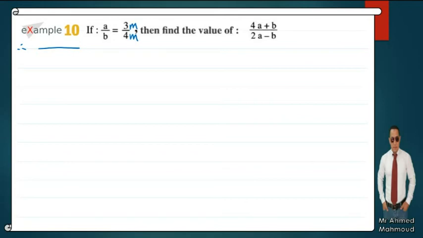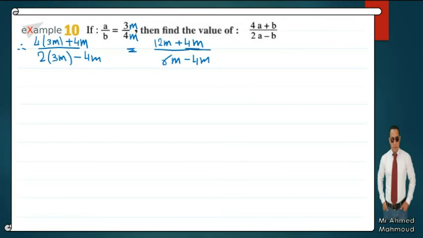It will be 4 times (3m plus 4m) over 2 times (3m minus 4m)... that is, 4 times 3 equals 12m plus 4m over 6m minus 4m.